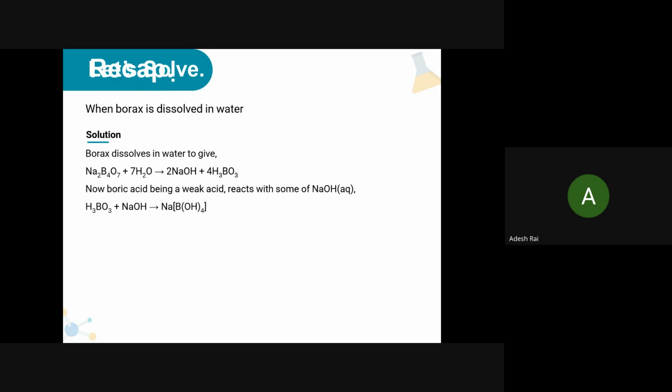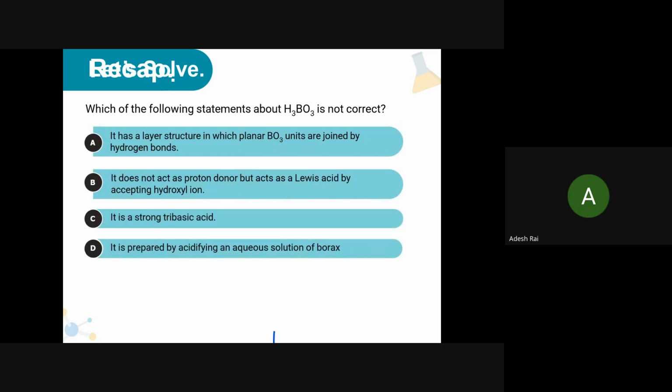See, one explanation is given like that. When borax is dissolved in water, what happens? What do we end up with? We end up with H3BO3 and NaB(OH)4. So therefore, it is an acidic buffer.